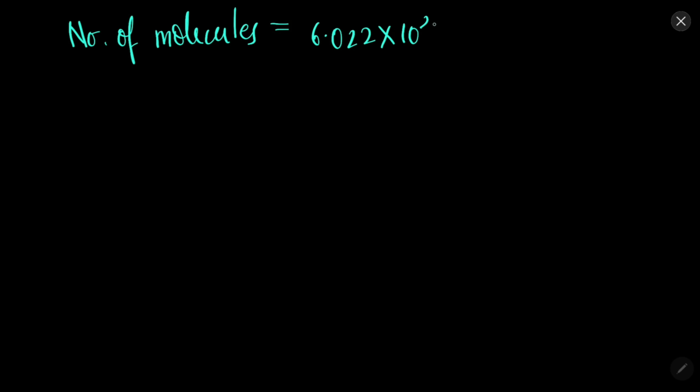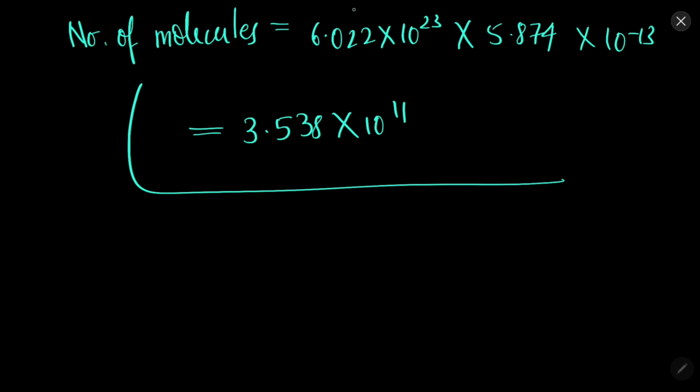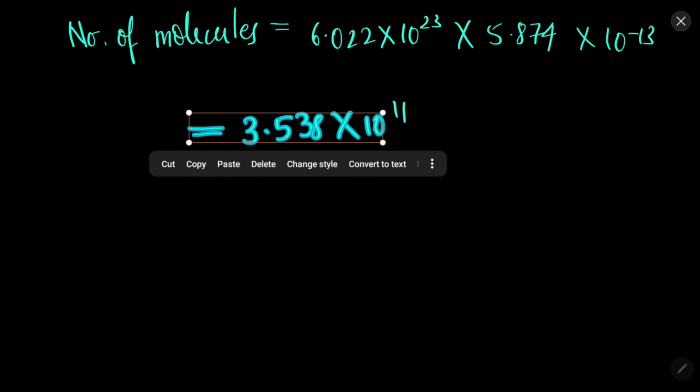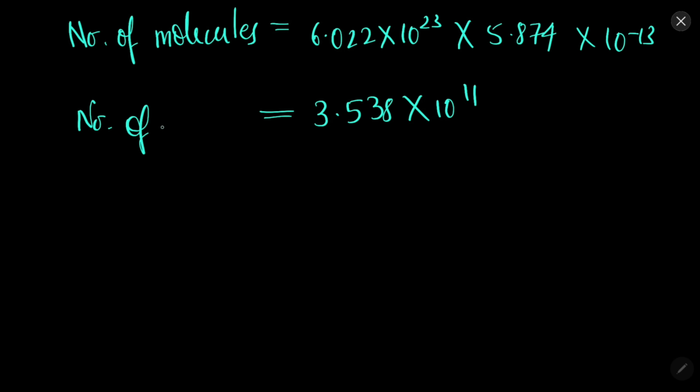So the number of molecules, number of particles, Avogadro number into number of moles, that is 6.022 into 10 to the power 23 into 5.874 into 10 to the power minus 13. So it will give you approximately 3.538 into 10 to the power 11. So these are the total number of molecules.